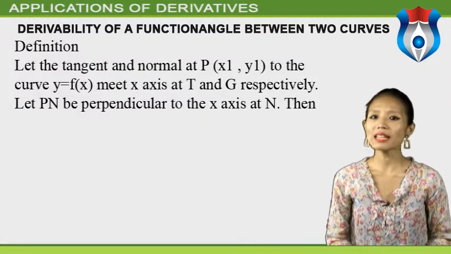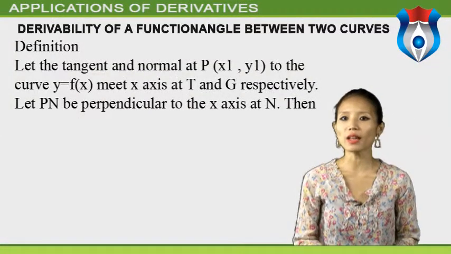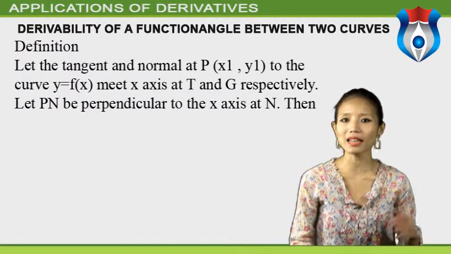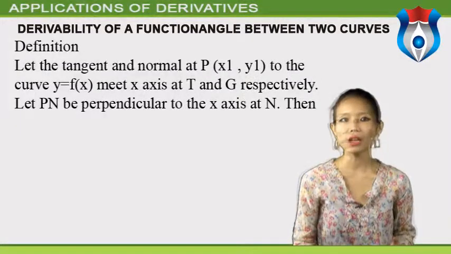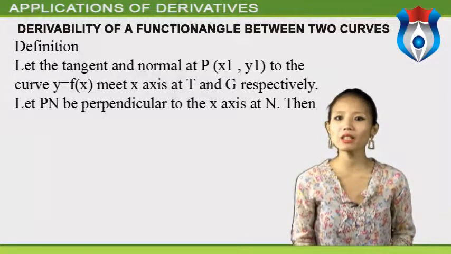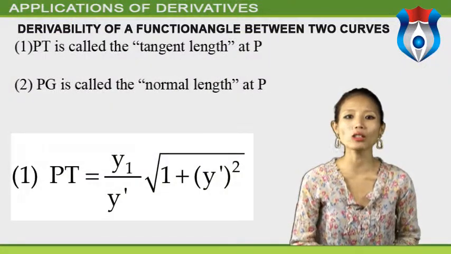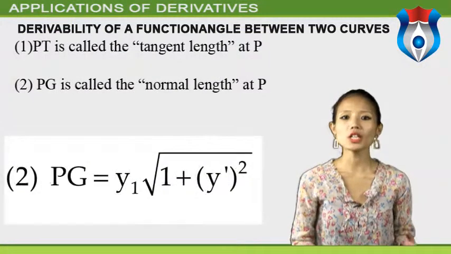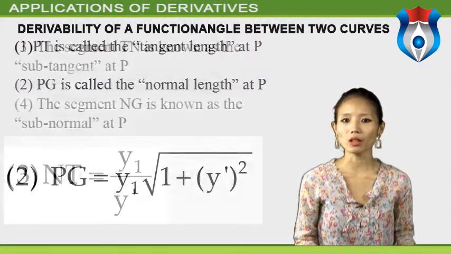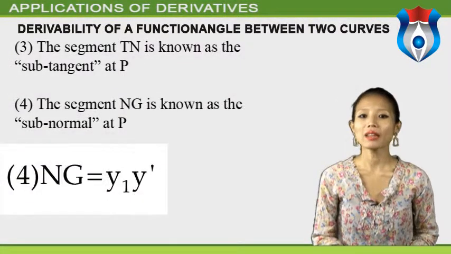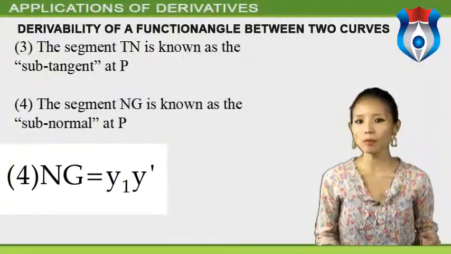Definition. Let the tangent and normal at P(x1, y1) to the curve y equals f of x meet the x-axis at T and G respectively. Let PN be perpendicular to the x-axis at N. Then PT is called the tangent length at P. PG is called the normal length at P. The segment TN is known as the subtangent at P, and the segment NG is known as the subnormal at P.